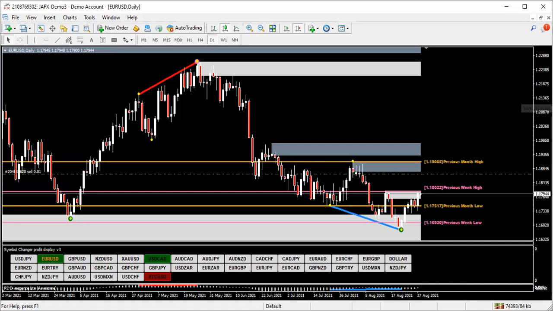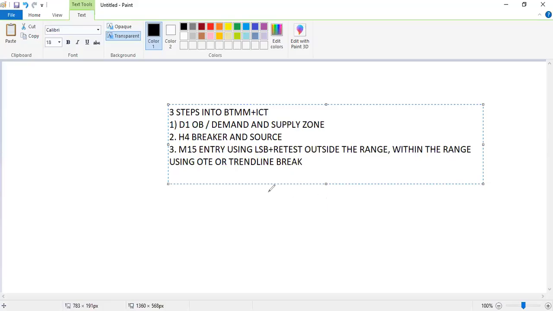Look at the three steps. One, daily time frame order block or demand and supply zone. Two, H4 breaker and source. So on the daily time frame demand and supply zone, we anchor the H4 breaker and source, so that on M50 we enter. If it's a bullish order block or demand zone on the daily time frame, the price will anchor there and take off from there. If it's a supply zone or bearish order block on the daily time frame, we anchor breaker and source from there on H4, and we enter from M50. Does that make sense? Three steps.